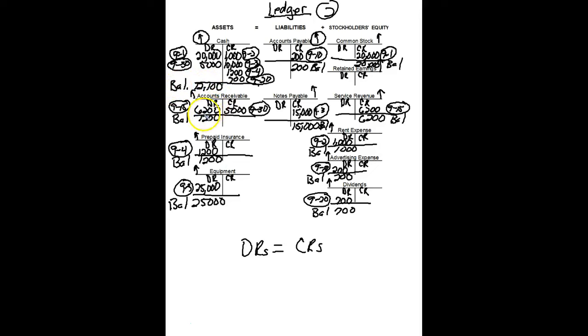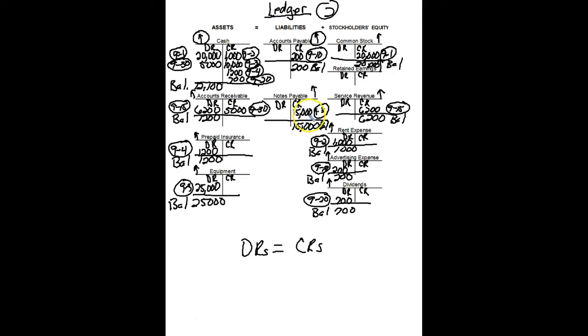Accounts receivable, I take my $6,200 debit, subtract the $5,000 credit because it's a negative amount, and I have a positive balance of $1,200 on the debit side. And I just do that for each account. I draw a line, arrive at its balance. Over here, under liabilities, I would have drawn my line. I have a $200 credit. There were no debits, so the ending balance is a $200 credit balance.